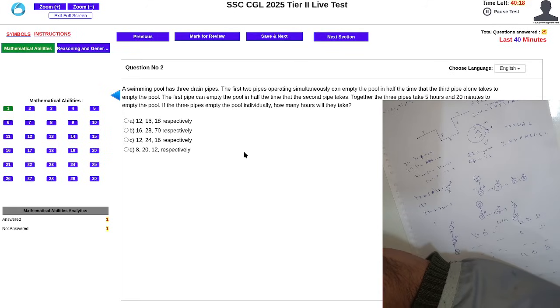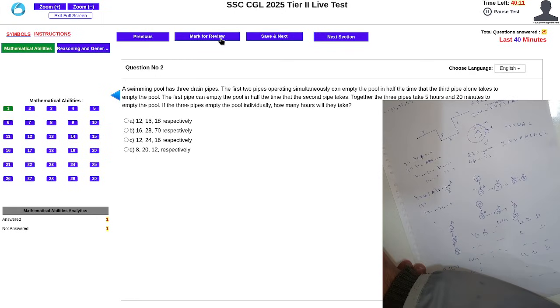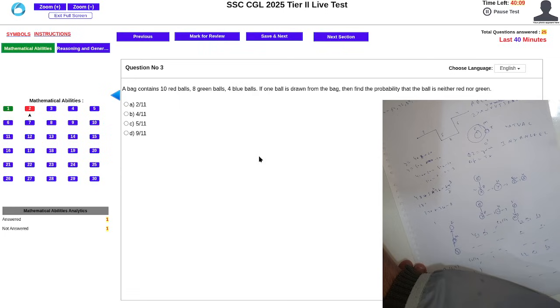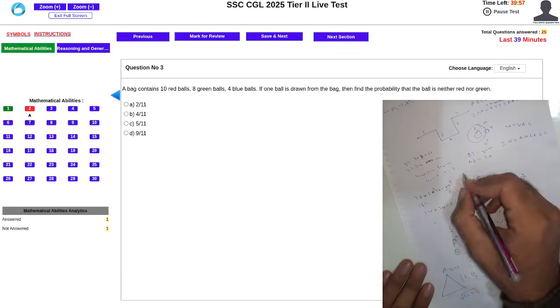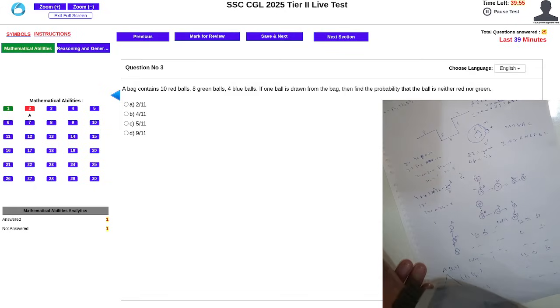A swimming pool has 3 drain pipes. The first 2 pipes operating together can drain the pool in half the time that the third does. Big question. A bag contains 10 red and 4 blue. If one ball is drawn from the bag, then the ball is neither red nor green. Neither red nor green, both are blue. 4 out of 4, 22, 2 out of 22 is 11.